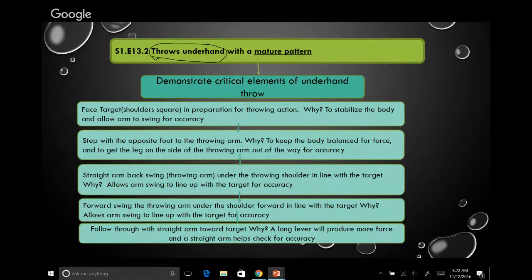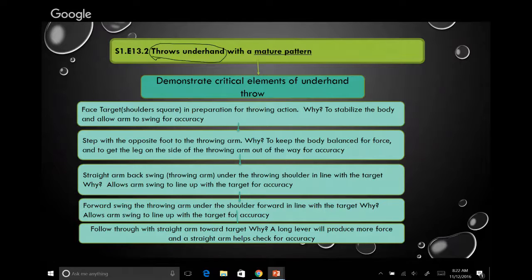So they need to face the target with their shoulders square in preparation for the throwing action. And why is this? Because I want them to stabilize their body, which allows their arms to swing for accuracy. And then I want them to step with the opposite foot to the throwing arm. And why? To keep the body balanced for force.